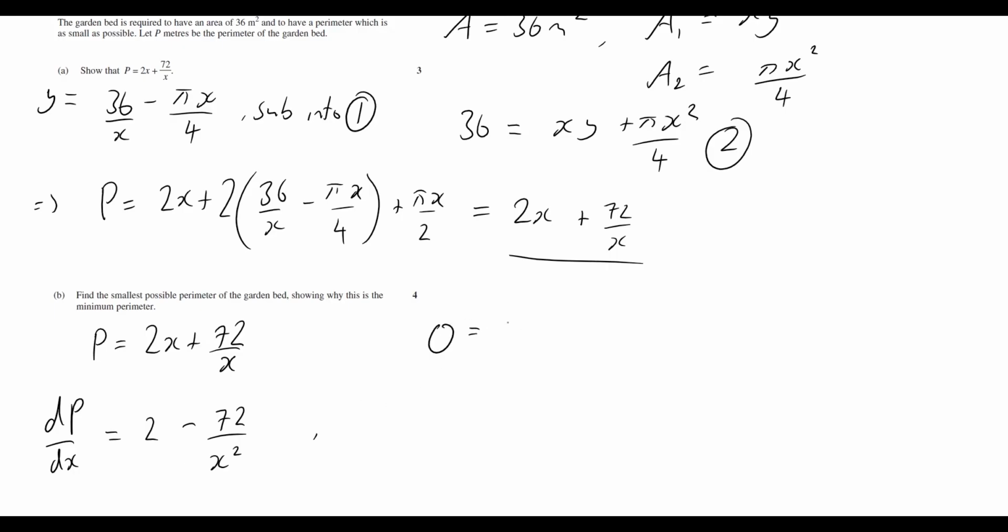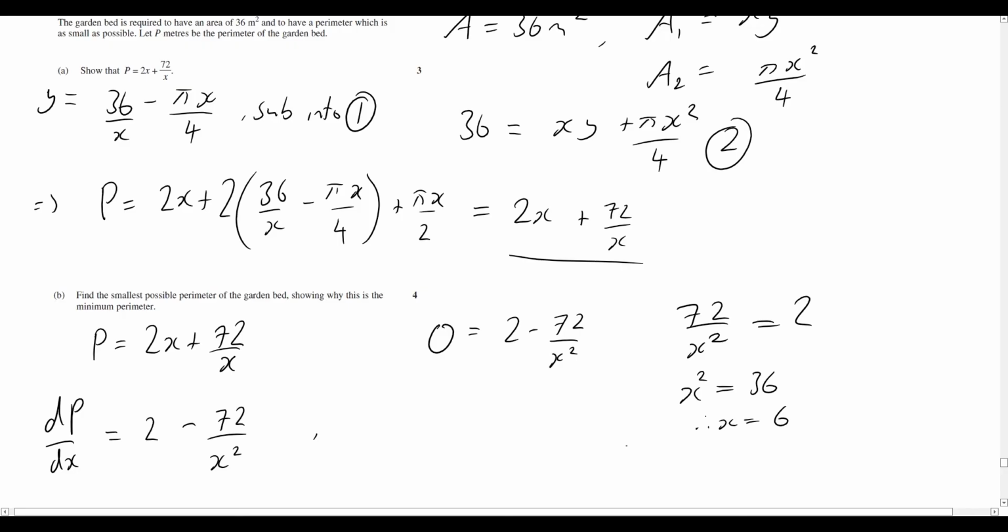So now we'll have 0 equals 2 minus 72 over x squared. So essentially what we want to do is we just want to have 72 over x squared equals 2. So the way that we can get that to actually occur is we can just quickly rearrange this, and what we get is that x squared equals 36, so therefore x equals 6. Okay, so that's our x value there.